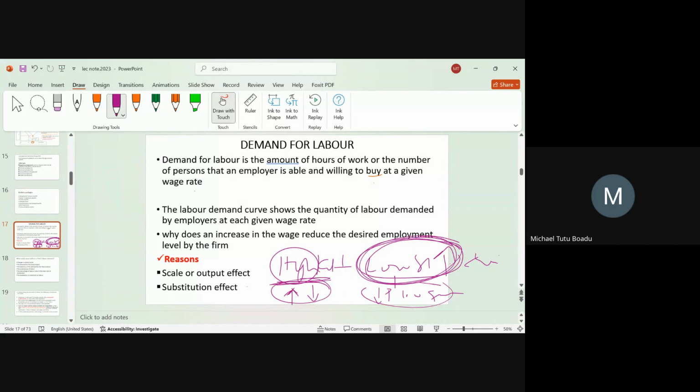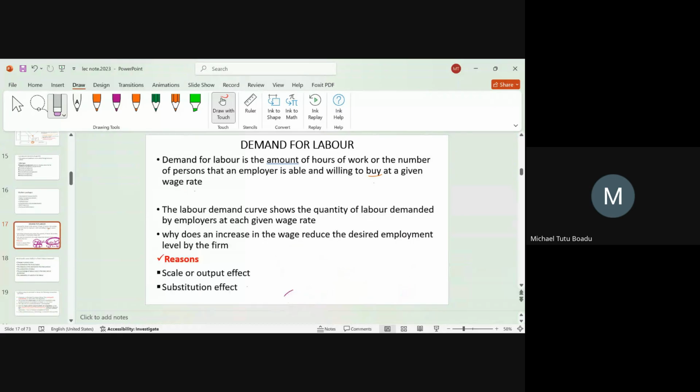All right. So if this is a situation that you are faced with, you are likely to reduce your demand for the workers whose wages are kept going up, and go for the low skilled workers. Let me give you a typical example. It is because of higher wages.